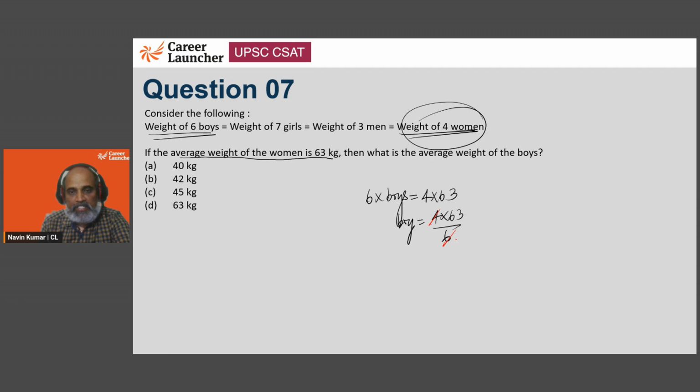Now 4 and 6, they both have 2 common. 63 and 3, they both have 3 common. 21 into 3 is 63. So this is going to result in 2 into 21, which is 42. That means the weight of one boy is 42, which should also mean that the average weight of the boys is 42 kgs. So option B. 7 girls and these 3 men, they are just a bridge. They are not relevant here. Just redundant data. Koi kaam ka nahi hai.